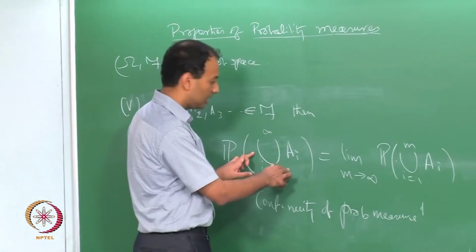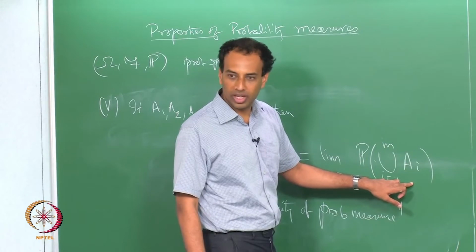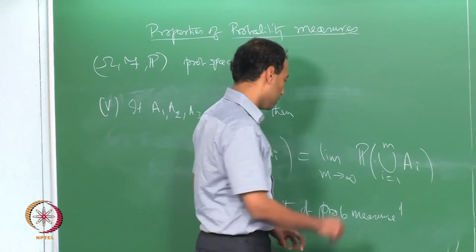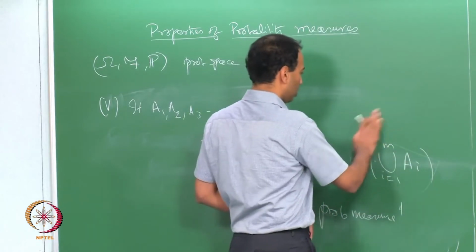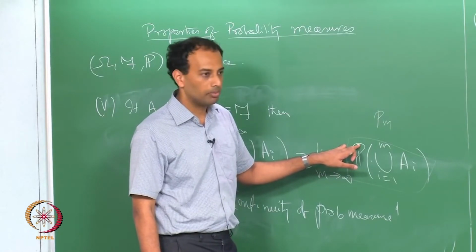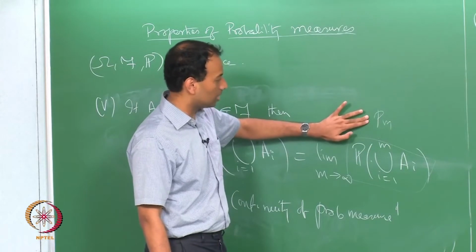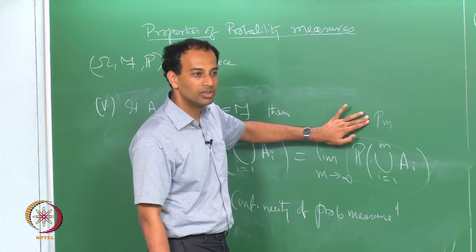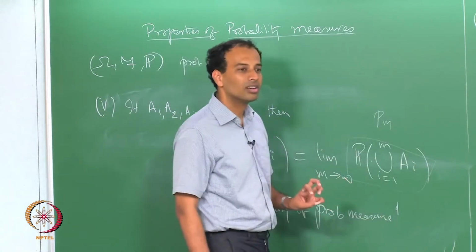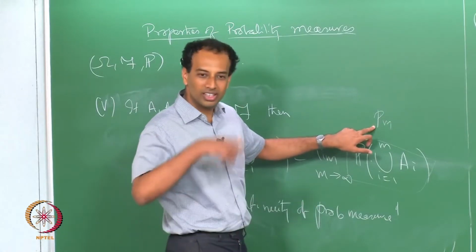So, this is the set of all omegas in at least one of the Ai's, and this is the set of all omegas in at least one of A1 through AM, and so that is a probability. Call this some PM. These are numbers that depend on M, as you are unioning the first M. I claim that these PMs are monotonically increasing in M, that is clear. Why? This union is contained in the M plus 1 union.